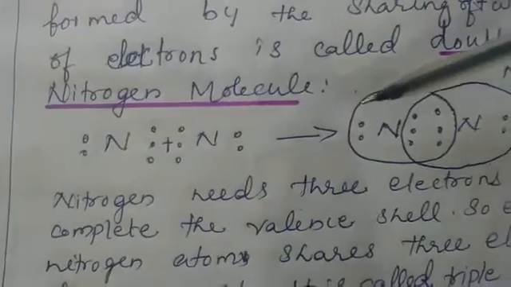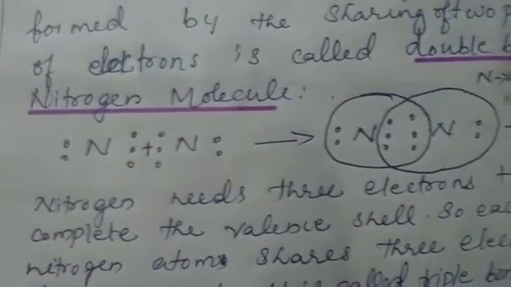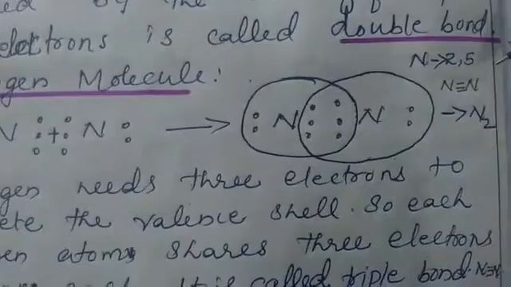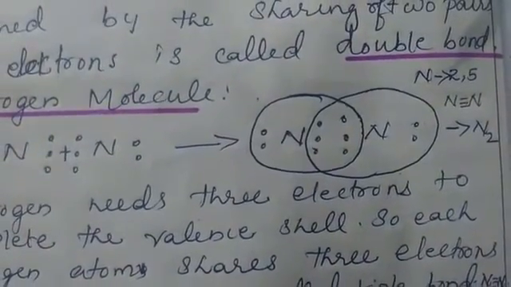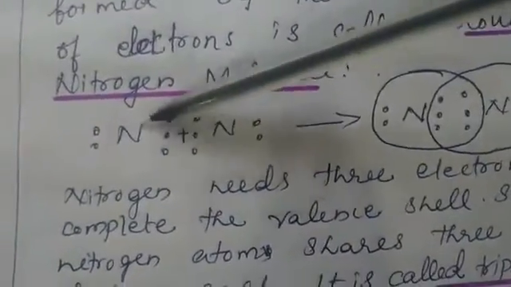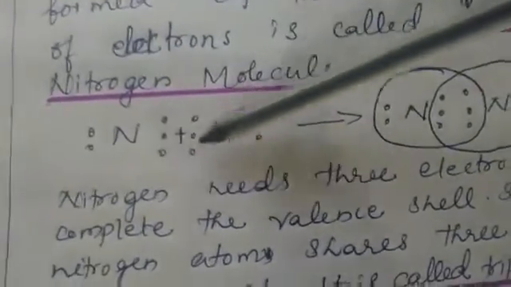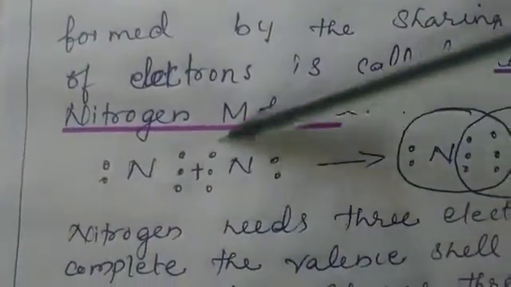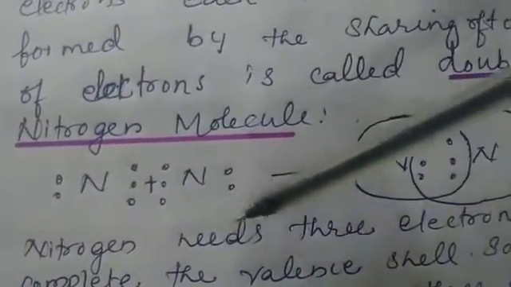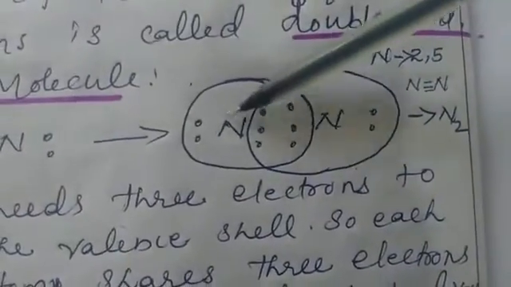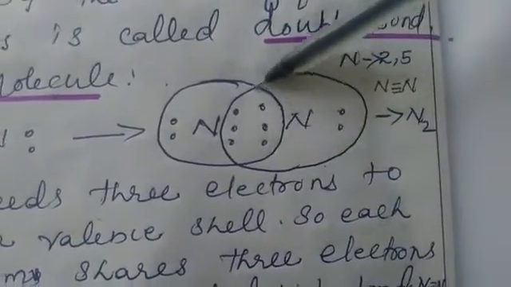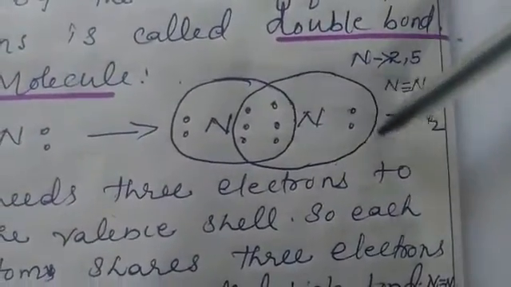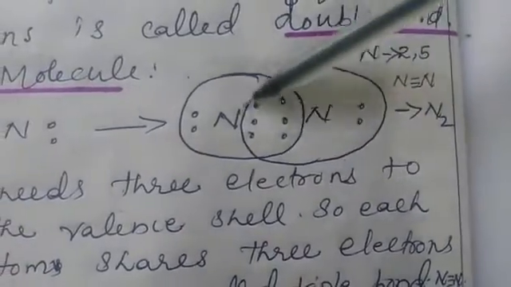Okay. Now we can see the nitrogen molecule. In nitrogen, the electronic configuration is 2,5. So it needs 3 electrons to complete the octet. Listen here, each nitrogen atom has 5 electrons in its outermost shell. This nitrogen atom has 5 electrons. This nitrogen atom has 5 electrons. So they need 3 electrons each. Now listen here, this nitrogen atom shares 3 electrons to this nitrogen atom, and this nitrogen atom shares 3 electrons to this nitrogen atom.